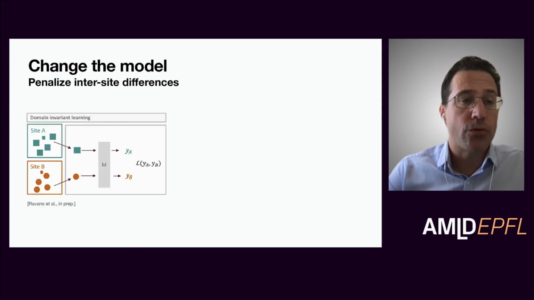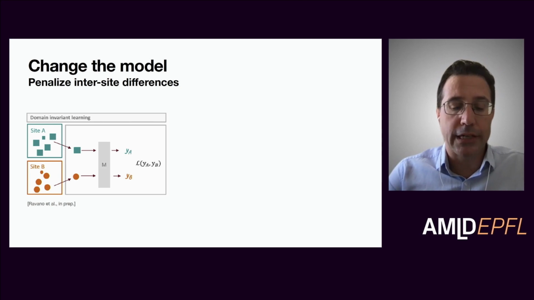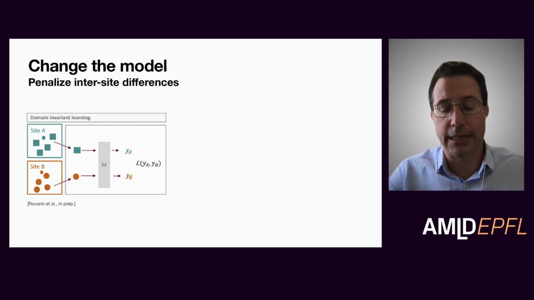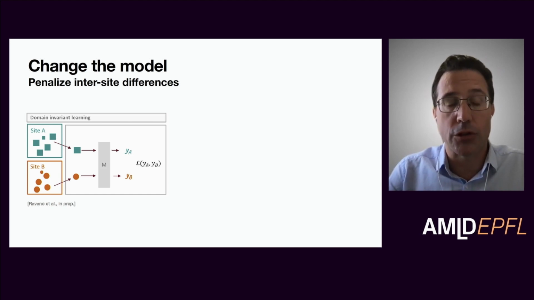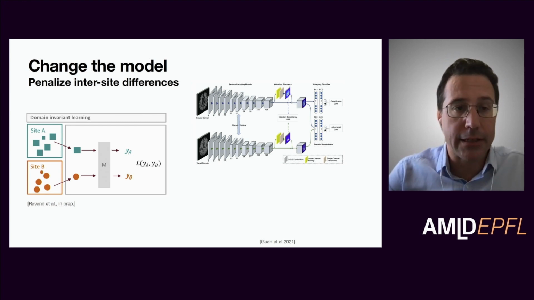The other thing you could do, as I mentioned before, is to change the model. Typically, all these approaches always have some component that penalizes the site differences. So in your loss function, what you will add is not only a data fidelity term, but also something that gives you a bad score if the images that came from different sites look too different. One approach which is nice is this one that I cite at the bottom.